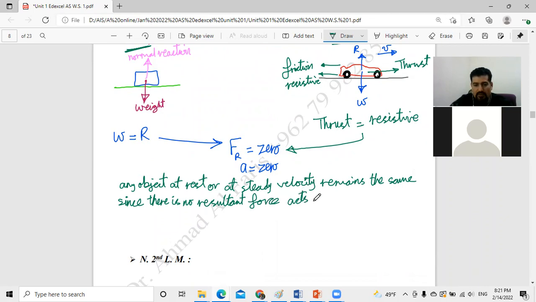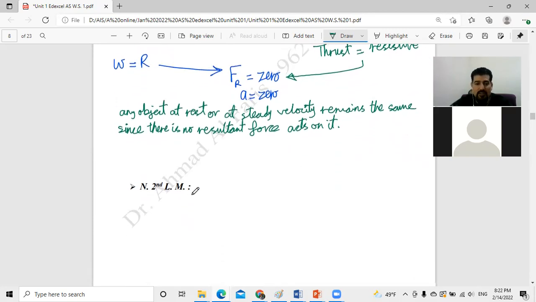Acts on it. Okay? This is Newton's first law in words. We are going to do another explanation later on about this law. That's why they call it the law of inertia.